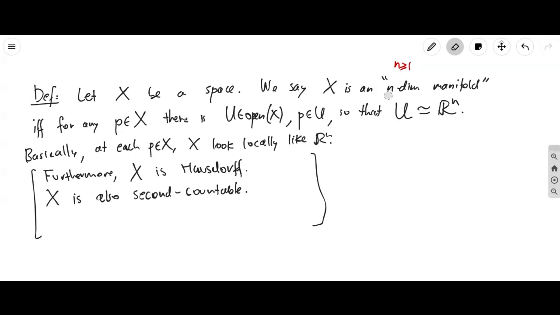Some comments on the definition. If a topological space is an n-dimensional manifold, it cannot be an m-dimensional manifold. So you have the letter n and you have the letter m. It cannot be an m-dimensional manifold because we know that Rn and Rm are not homeomorphic. We proved that before. Because they're not homeomorphic, if they have different dimensions, the dimension of the manifold is going to be well defined.